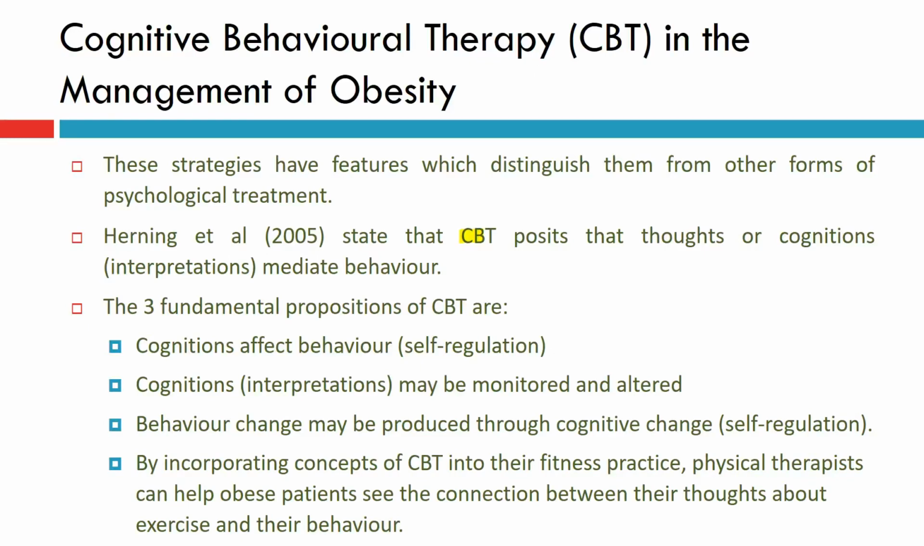There are three fundamental propositions of CBT. First, cognition affects behavior. Second, cognitive interpretations may be monitored and altered. Third, behavior change may be produced through cognitive change and self-regulation. By incorporating the concept of CBT into their fitness practice, physical therapists can help obese patients to see the connection between their thoughts about exercise and their behavior. It is the most important therapy to manage obesity, that is CBT, cognitive behavioral therapy.